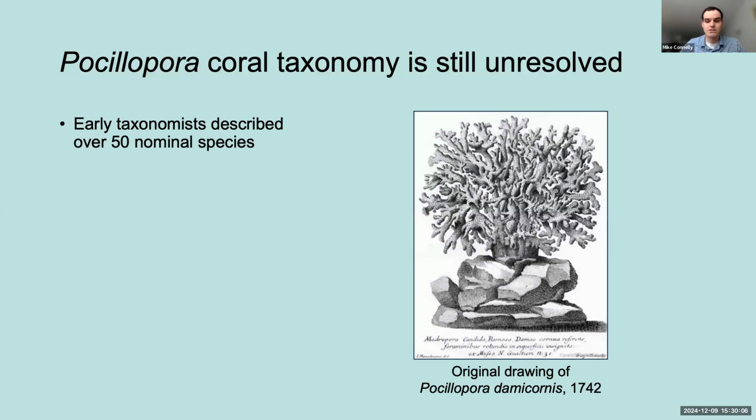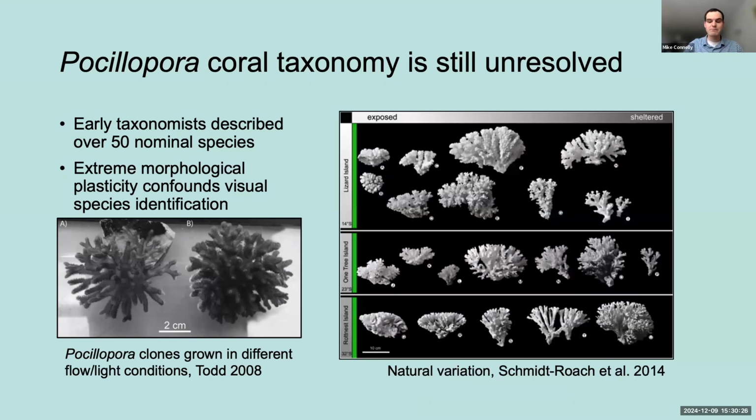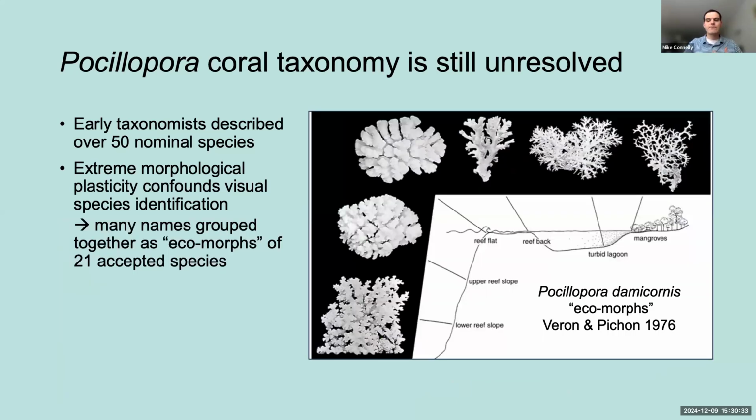So early taxonomists described over 50 species of Pocillopora corals based on morphological traits like branch patterns and polyp arrangements. The problem is that Pocillopora corals demonstrate extreme morphological plasticity, and this makes visual species identification extremely challenging, especially in the field where the same species growing across different environments can present multiple morphologies. So in the late 1970s, many of the original species names were grouped together and synonymized as ecomorphs of only 21 currently accepted species.